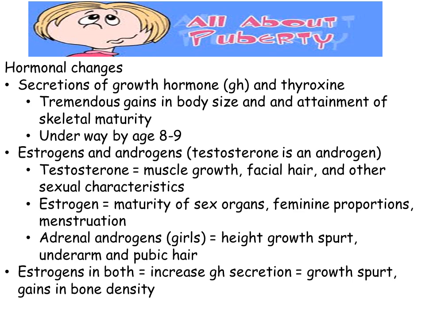Estrogen and androgens. Testosterone, for example, is an androgen. These are hormones that are affecting things in the body. Testosterone affects muscle growth, facial hair, and other sexual characteristics. Estrogen is maturity of sex organs, feminine proportions, menstruation. Adrenal androgens in girls is the height, growth spurt, underarm, and pubic hair.